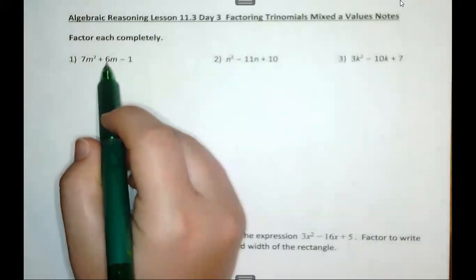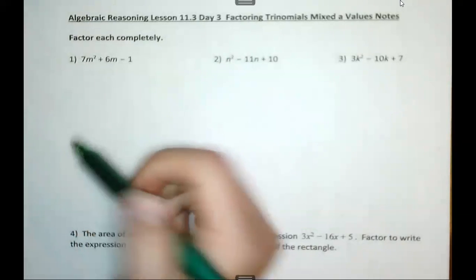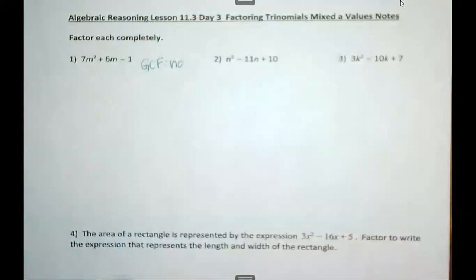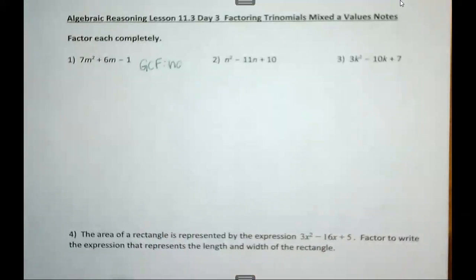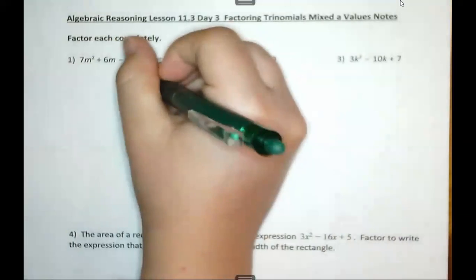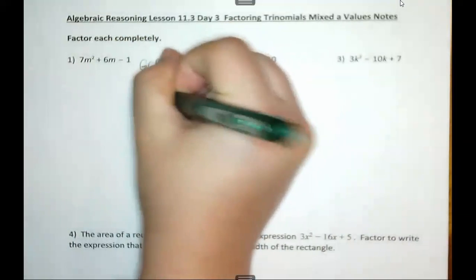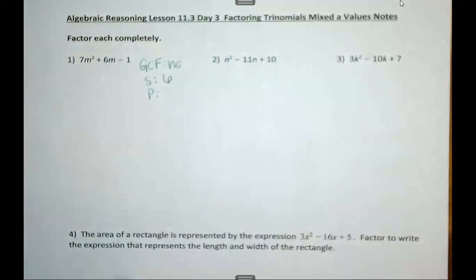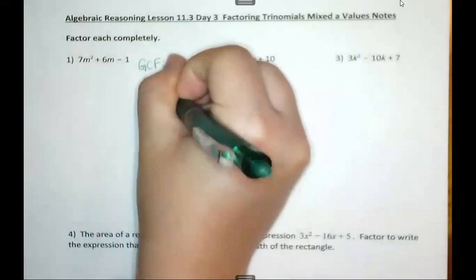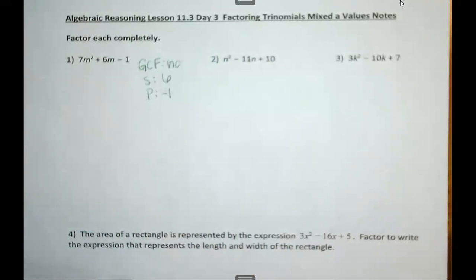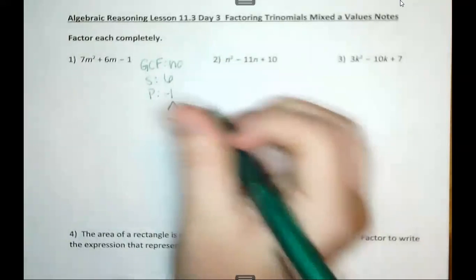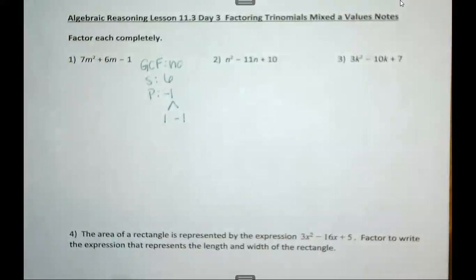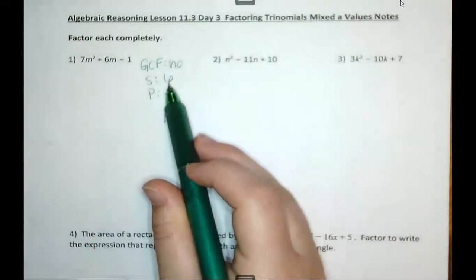We have 7m squared, 6m, and -1. So there is not going to be a GCF because they also don't all have an m in them either, so I can't take that out. All right, so then I identify my sum and my product. So my sum is the middle number, which is 6, and my product is -1. So the only thing that's going to multiply to give me -1 is 1 and -1. But we notice 1 and -1 doesn't add to give us 6.